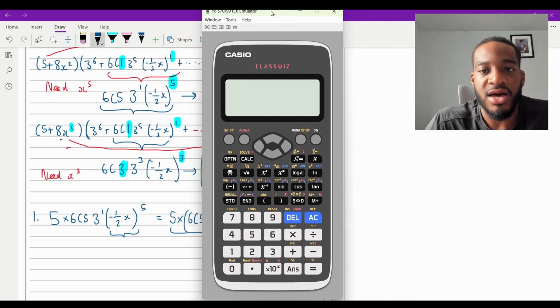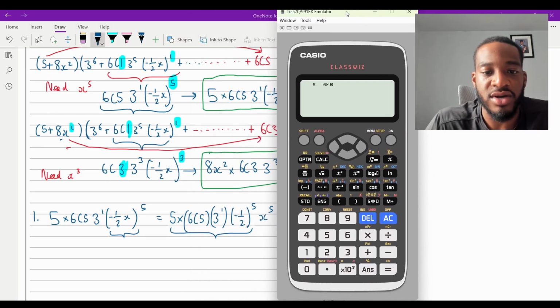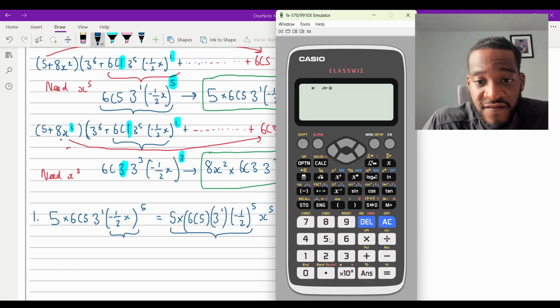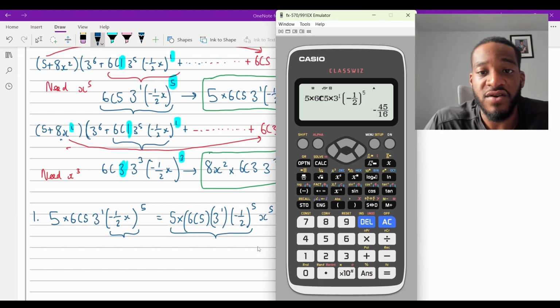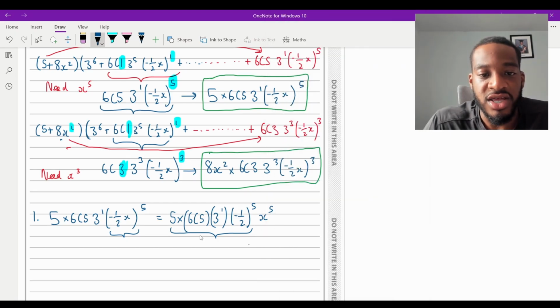Get my calculator here. Clear that. I can do it here, can't I? Yeah, I've got room. That will give me 5 times 6 choose 5 times by 3 to the 1, which I know is 3, but I just want to be meticulous. And it's going to be times by minus a half to the power of 5. Now let's see what I get for that. That gives me minus 45 over 16. So it's going to be minus 45 over 16, and it's going to be x to the power of 5. That's going to be one of the terms.